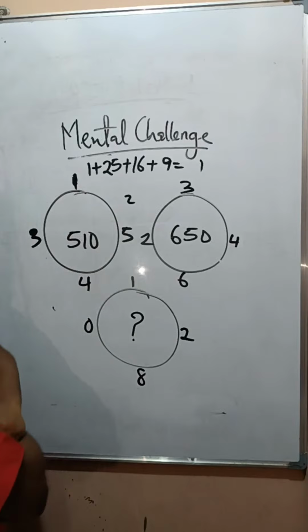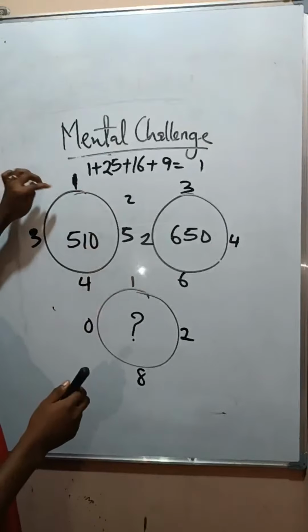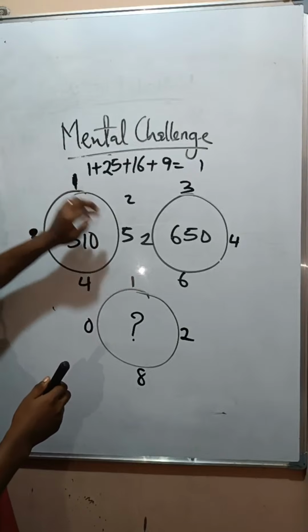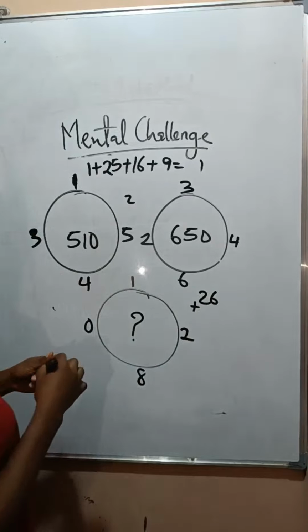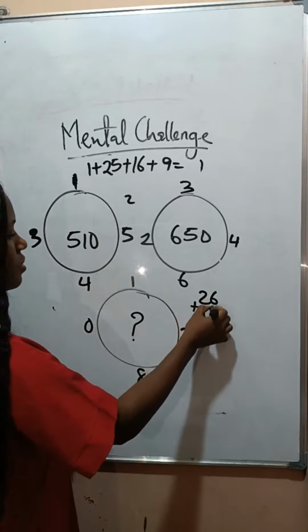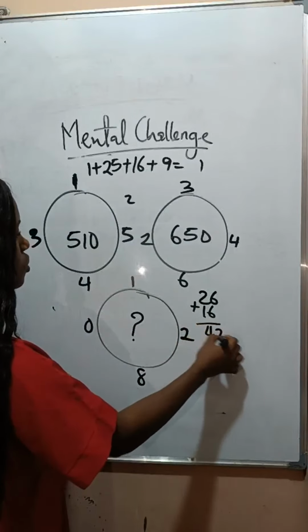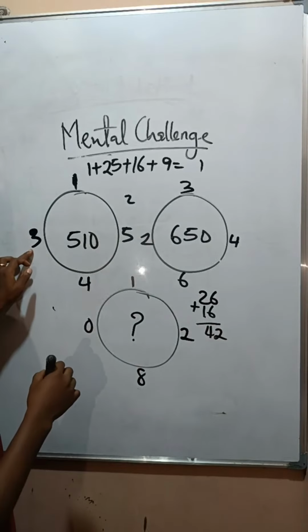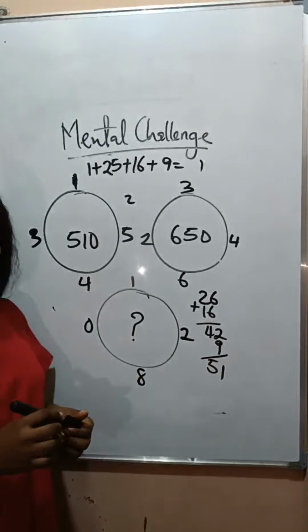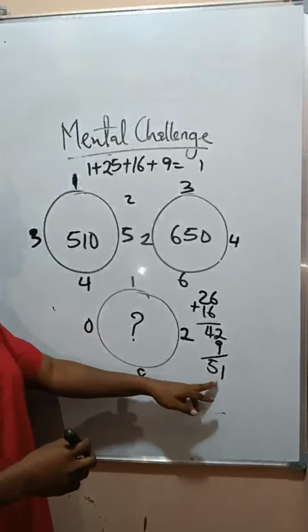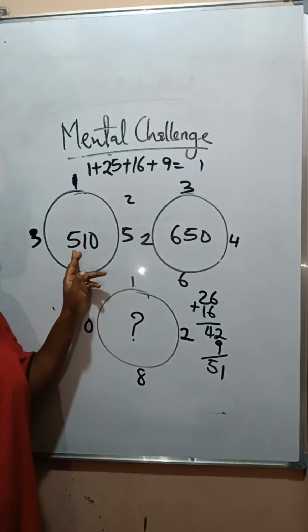Sorry, what did I get? Let's add 1 to 25. That will give us 26 plus 4 squared is 16, which gives us 42, plus 3 squared is 9. That will give us 51. Now you have 51. Multiply that by 10. You get 510.